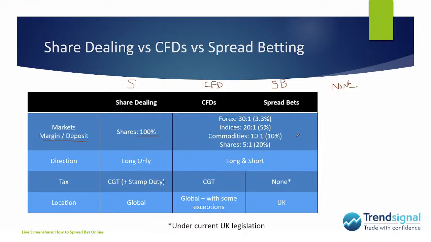CFDs and spread bets are different. You don't need as much capital on your account to do this. So you have something called margin or leverage available. And I think when a lot of people hear the word leverage, they think, oh my God, that's really scary. I'm going to tell you why it's not so scary in just a second. Okay, but basically, you can have different buying power or deposits required for different types of markets.